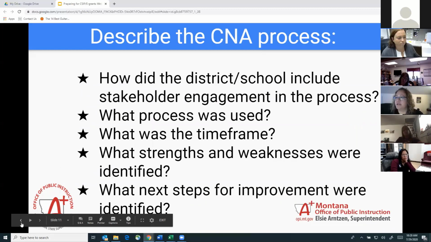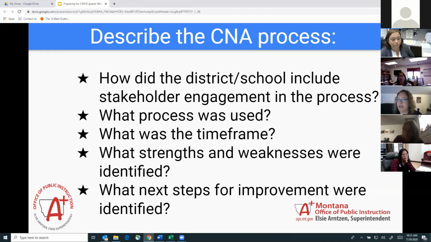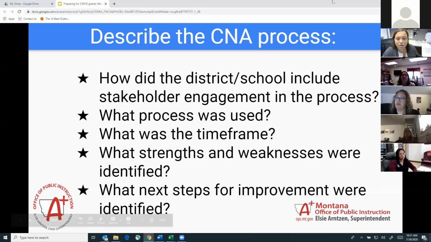So the first question when you get into this eGrant system, this is one question and it has all of these components. And it's about describing the CNA process for your school. So you have to describe, how did the district include stakeholder engagement? What process did they use? What was your time frame? What was identified as a strength and weakness? And what are your next steps for improvement? So we have an example on the next slide that is in bullet points.